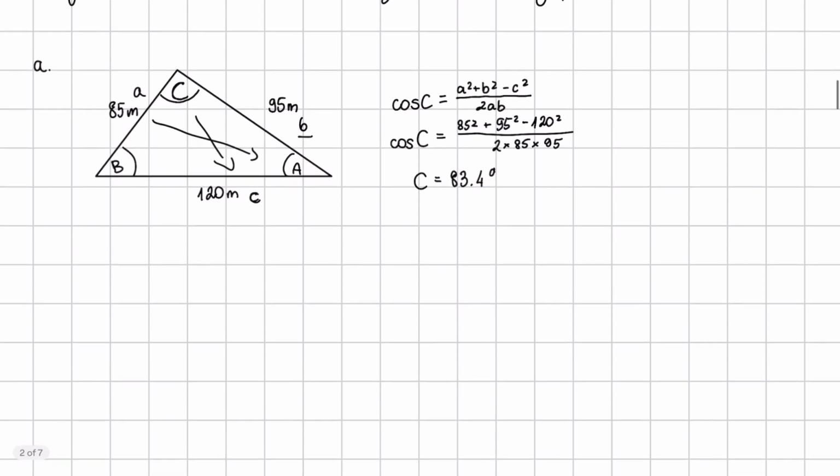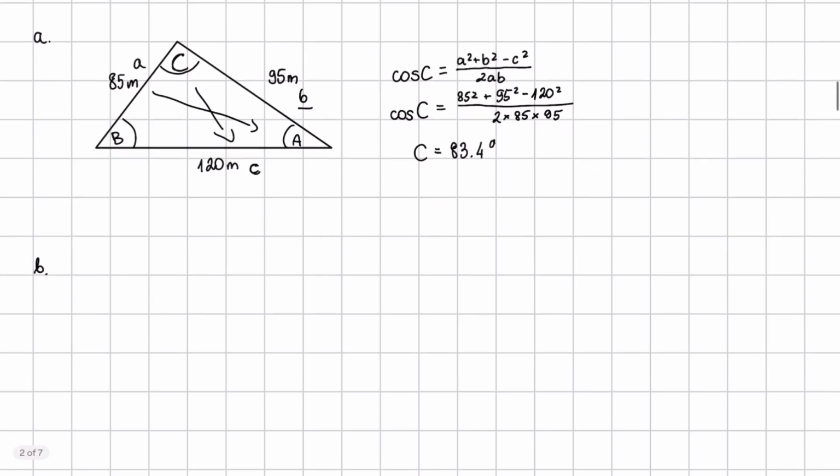B. Calculate the area of the park. So we know that our park is in the shape of a triangle. We cannot use the regular formula for the area of a triangle, 1 over 2 times a times h, because we don't know the h. We can simply use the formula for the area of a triangle in the section of geometry and trigonometry, so 1 over 2 times a times b times sine C.